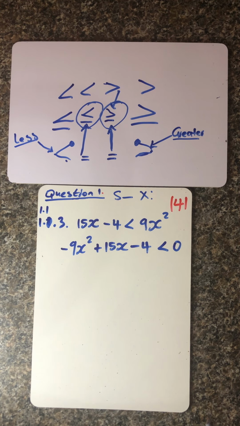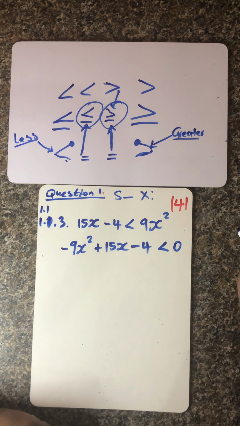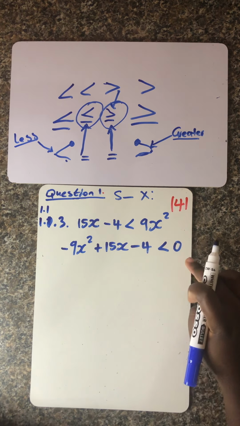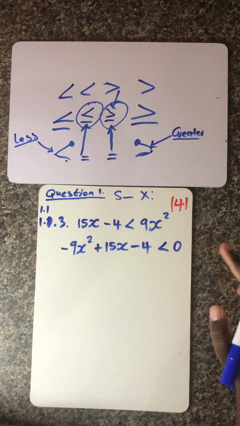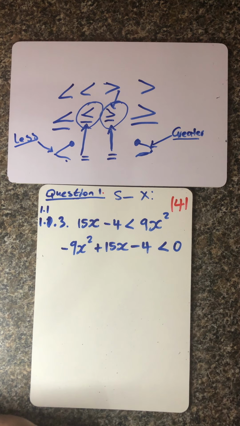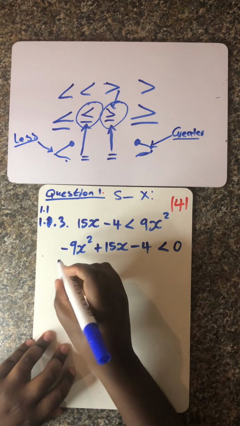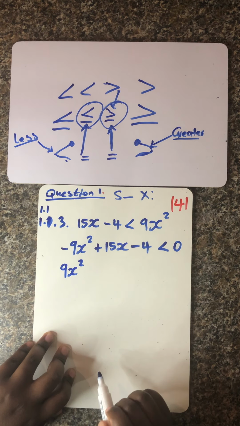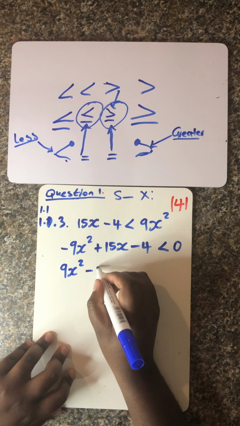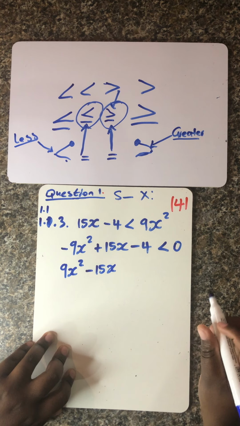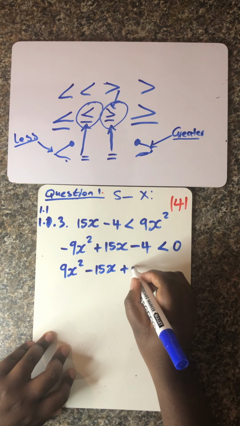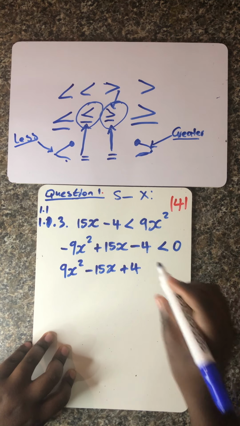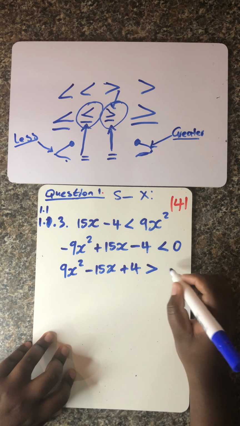Now remember, you just want to have a positive sign over there. So you can either say you are dividing each and every term by a negative, or you can say you change all the signs. So let's change all the signs, ladies and gentlemen. That means I'm changing that negative to be a positive, that positive to be minus 15x, and that minus to be positive 4. This thing is a sign, so I'm changing it to be greater than 0.